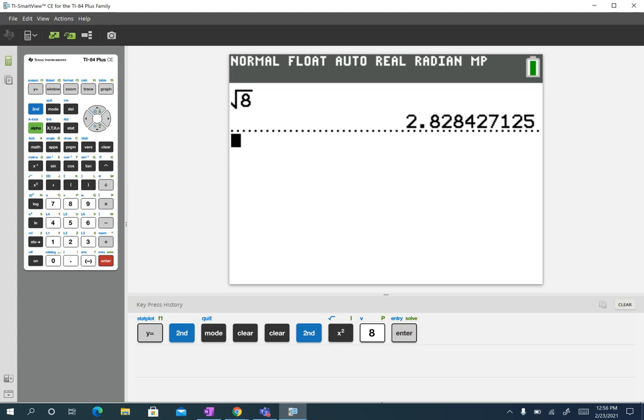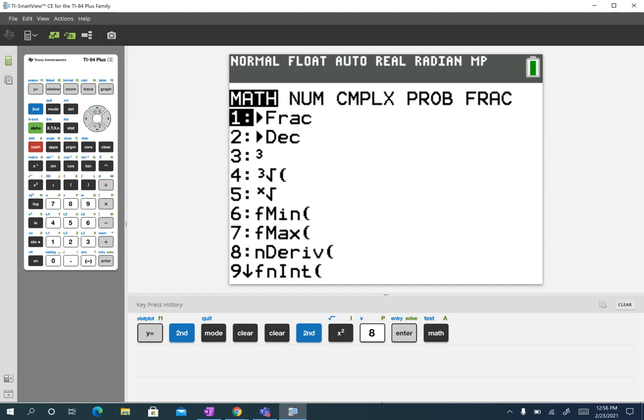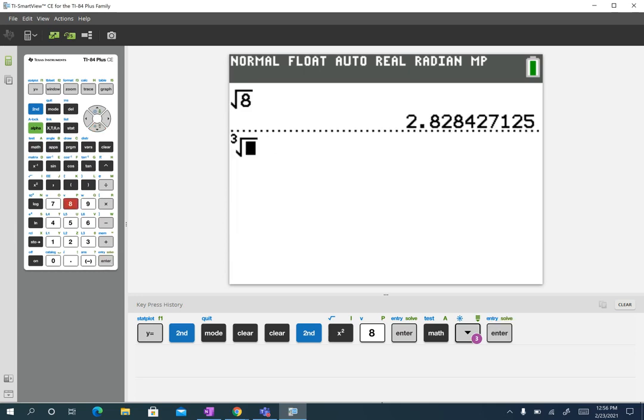There are two ways to do that on the calculator. The first way is if you press math, and then you go down to the cube root option. You can then take the cube root of anything that you like. In this case, we're going to do the cube root of 8, and that's going to give you an answer of 2.